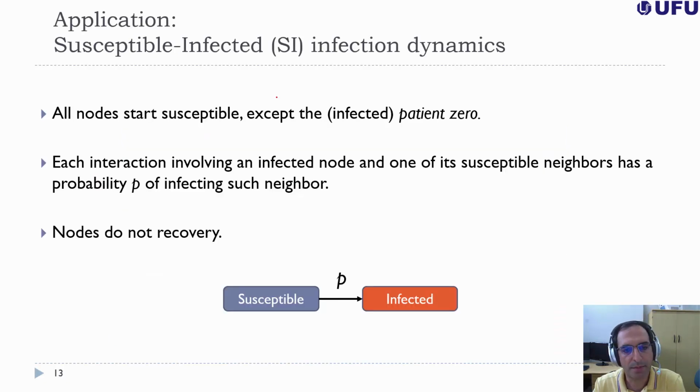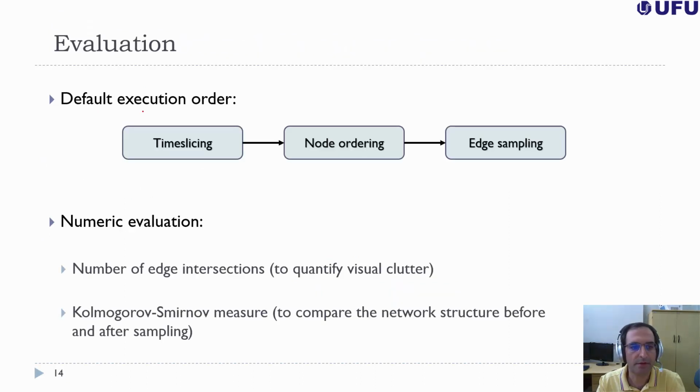For the case study presented in the paper, we use SI dynamics, which means that all nodes start as susceptible except the infected patient 0. Each interaction involving an infected node and one of its susceptible neighbors has a probability p of infecting such neighbor. Nodes do not recover. So in this model, a node is susceptible, and with a probability p, it can be turned into infected.